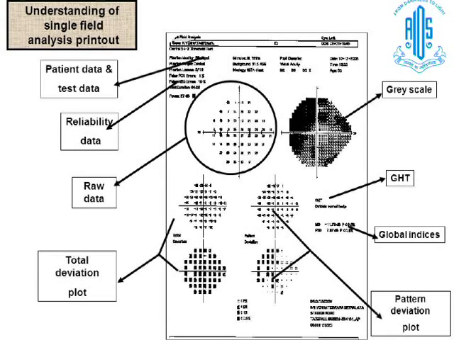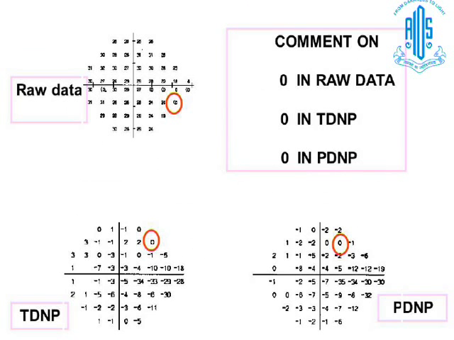Coming to the reliability data, this shows how the patient did the test: the false positives, false negatives, and fixation losses. The slope is an indication of regularity. If the slope is regular, the PSD will be minimal. If the slope is irregular, the PSD will be significant. And the glaucoma hemifield test is the software developed to pick up localized scotomas, to pick up early glaucoma.